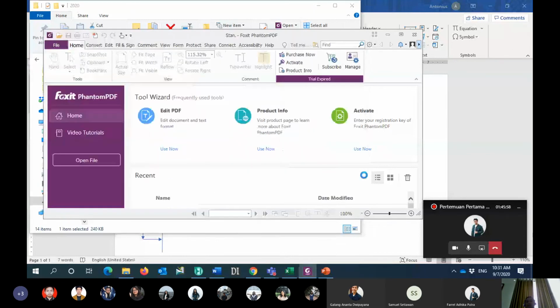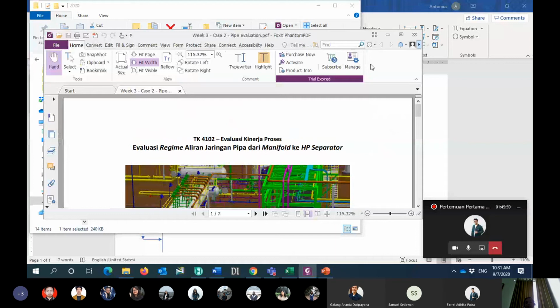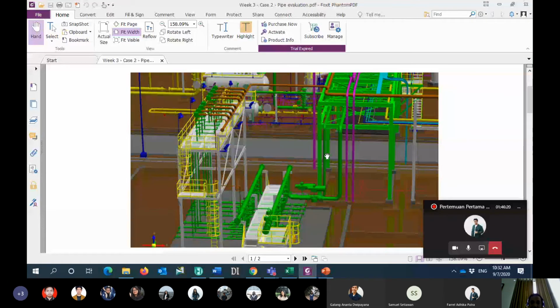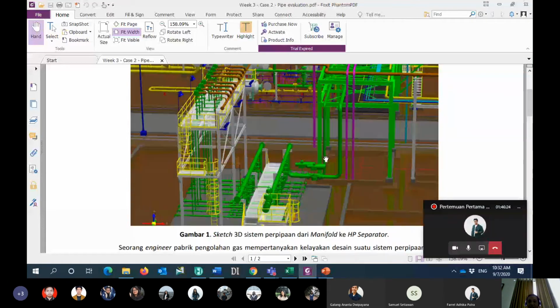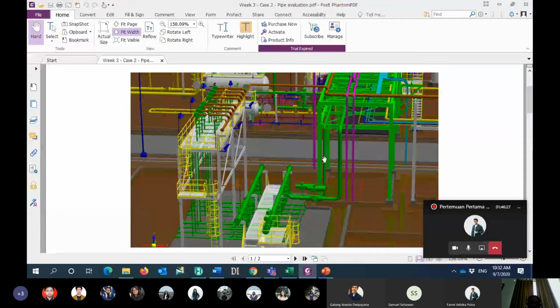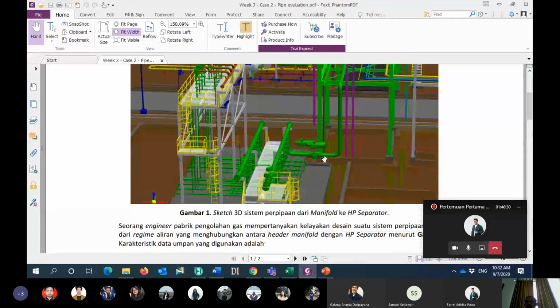Case number 2. Case number 1 I already gave to you, and this is case number 2. The simulation will probably be conducted next week. I just give a brief explanation of the one that we will simulate. This case comes from one of the CPPs located in Sulawesi. They face the same problem of slugging that we discussed.